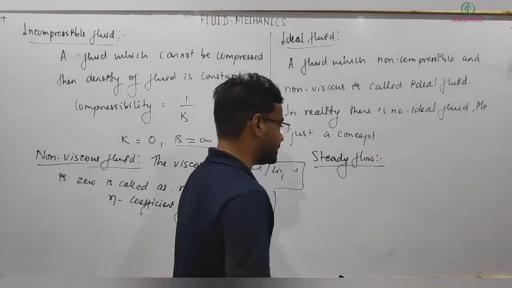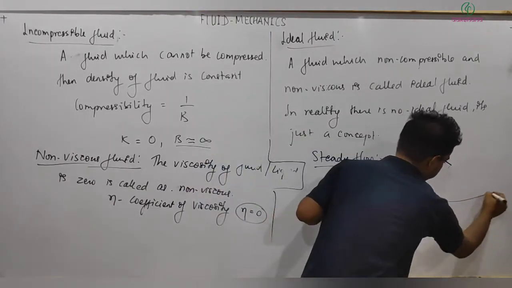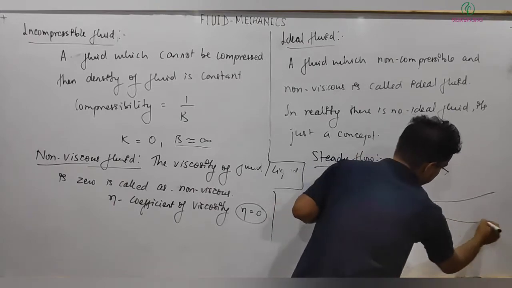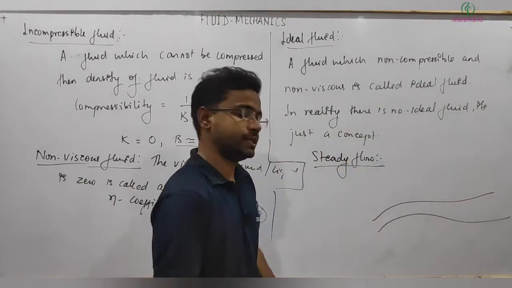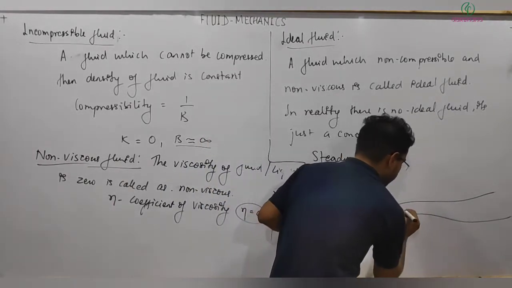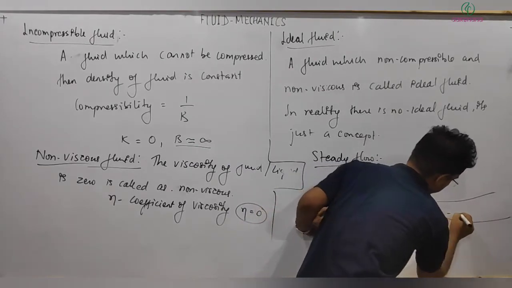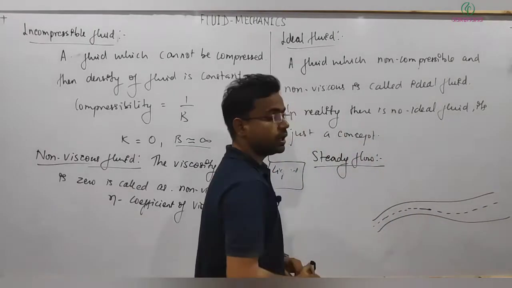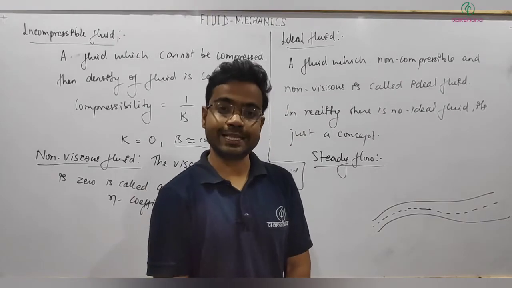So let's consider there is a pipe with a non-uniform cross section. Fluid is flowing through this pipe like this. Now what happened? Different possibilities can be there.